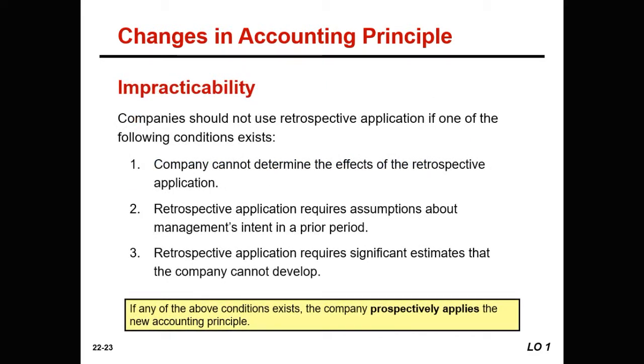When a company cannot determine the prior period effects using every reasonable effort to do so, it is considered impracticable, and the company should not use retrospective application. If any of the following conditions exist, a company should not use retrospective application. The company cannot determine the effects of the retrospective application.